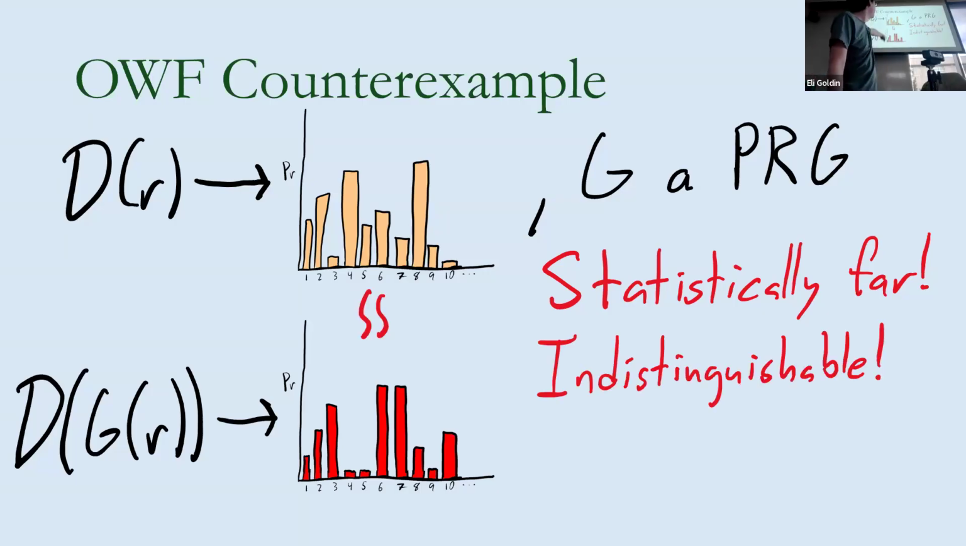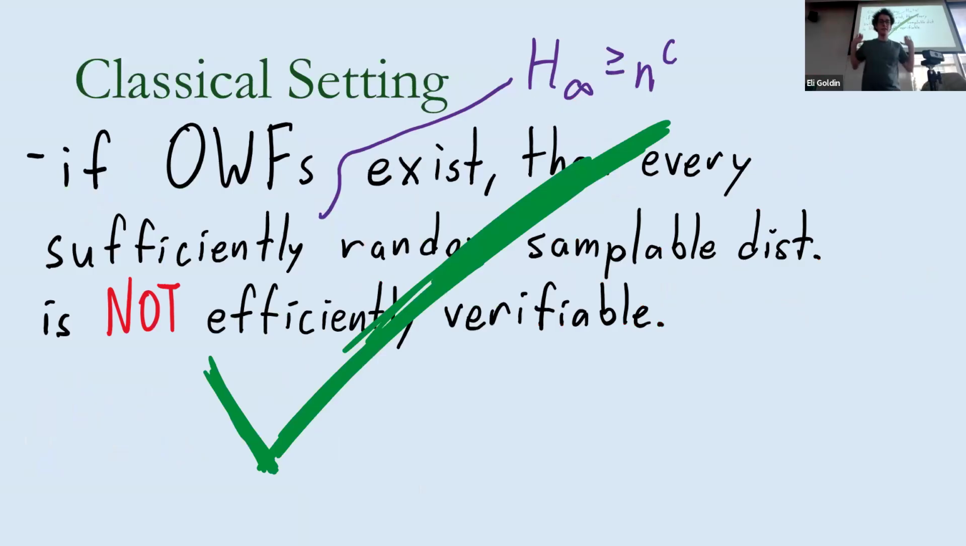But at the same time, these distributions are indistinguishable, so there's no way for a verifier to tell them apart. Therefore, distribution D cannot be verified. And that's the full argument. So if one-way functions exist, then you cannot do verification. Should not be that surprising, but that's the case.